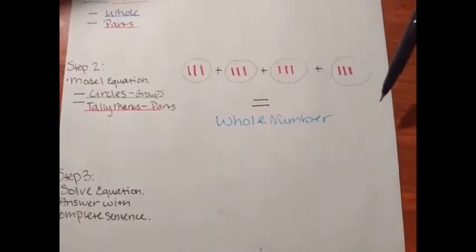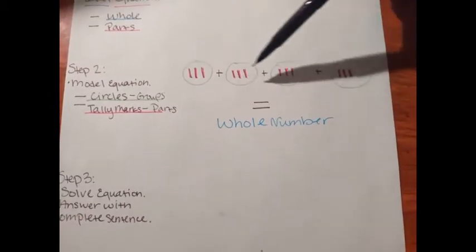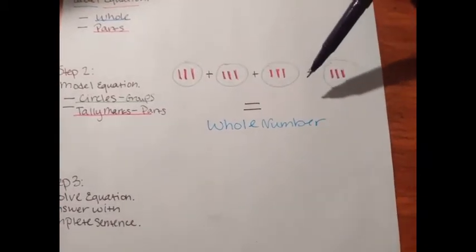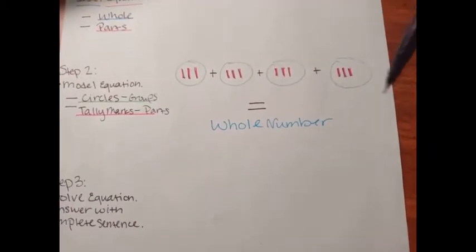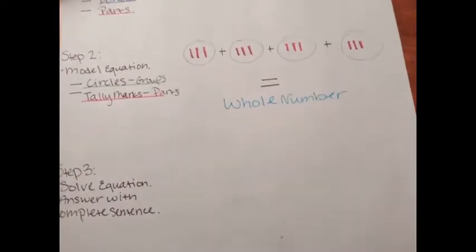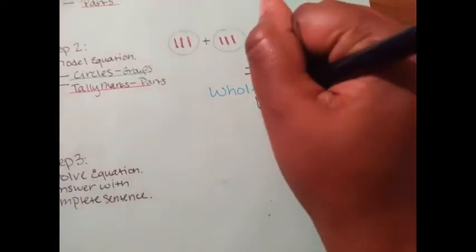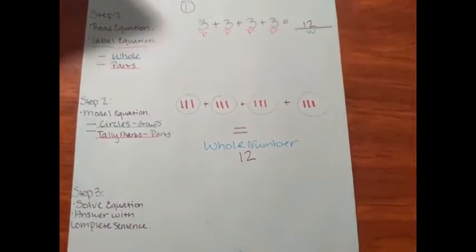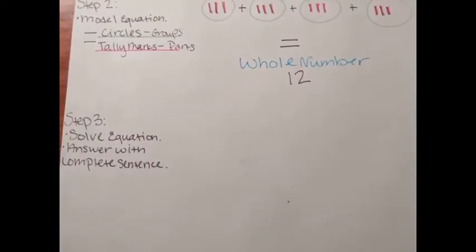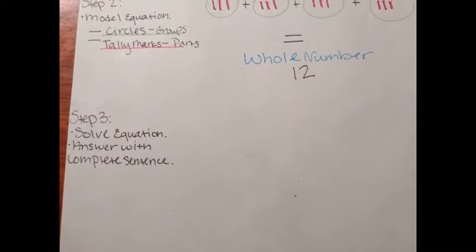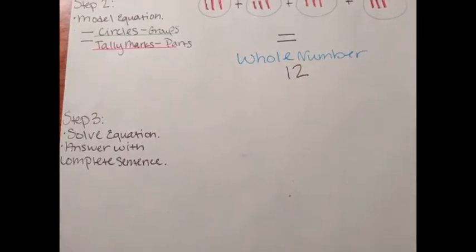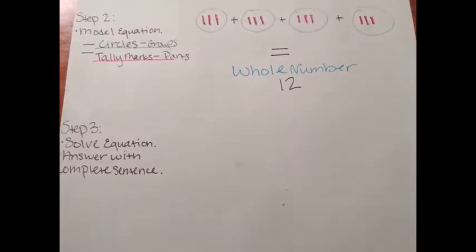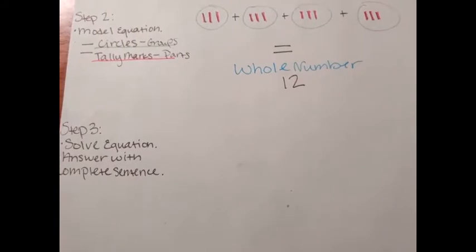So our whole number is going to be all the tallies written in our circles. And we found out that we have 12 tallies in total. So our whole number is 12. And we can write that in here as well. And now we need to answer the equation in a complete sentence. So take 30 seconds to write your answer in a complete sentence. When we come back, we will share and compare.